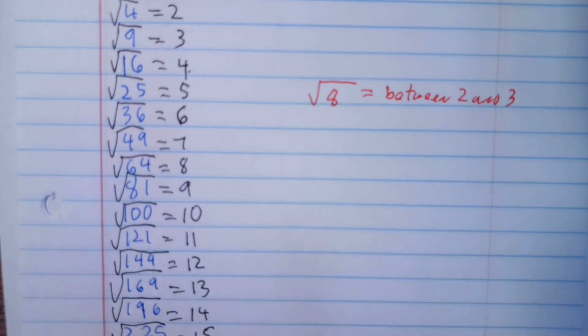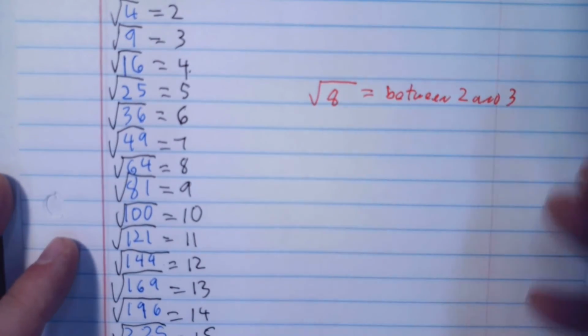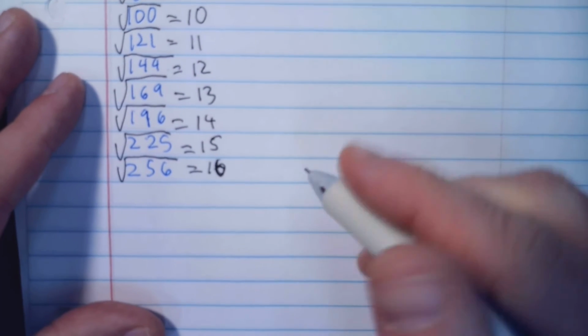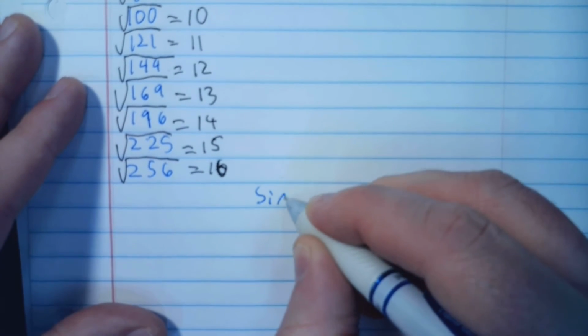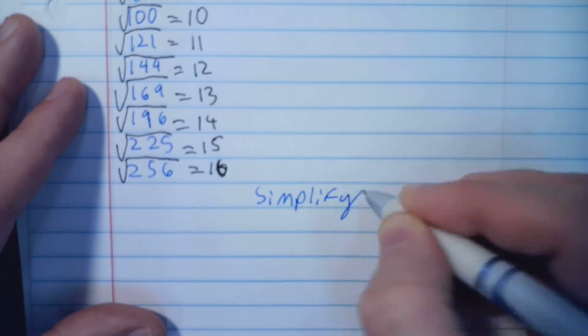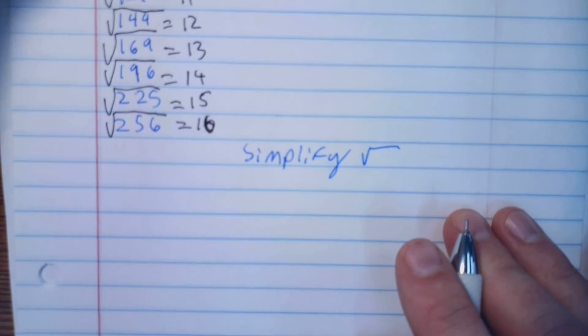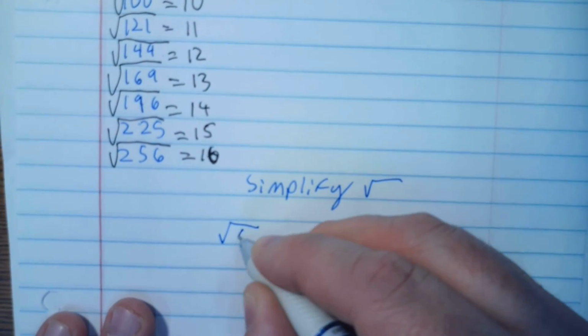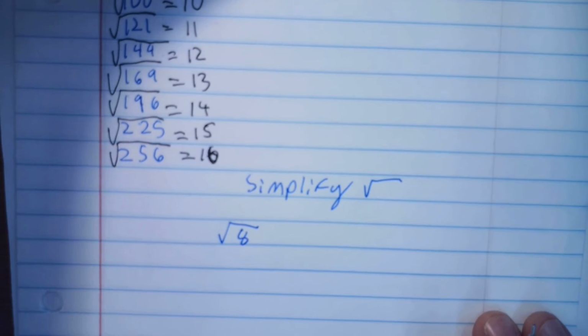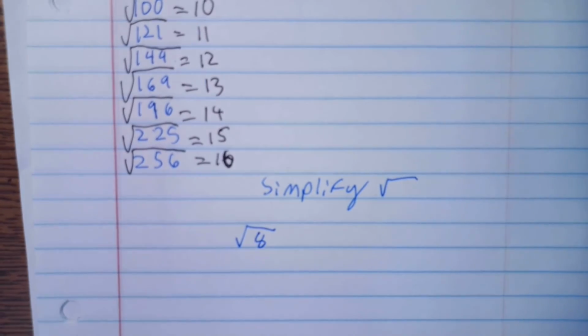So what I want you to be able to do, now that we have our perfect squares, is I want you to be able to simplify square roots or simplify radicals. Okay, and we're going to do this without a calculator, and then I'll teach you how to do it with a calculator. Obviously, it's way easier with a calculator, but it's not too hard without one. And so instead of doing square root of 8 is between 2 and 3, we're going to learn how to break it down. And so the steps are pretty simple.